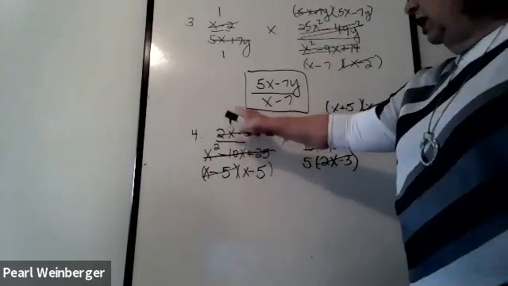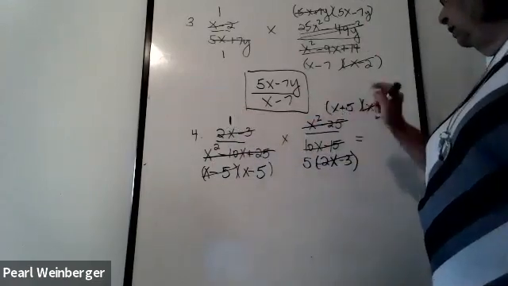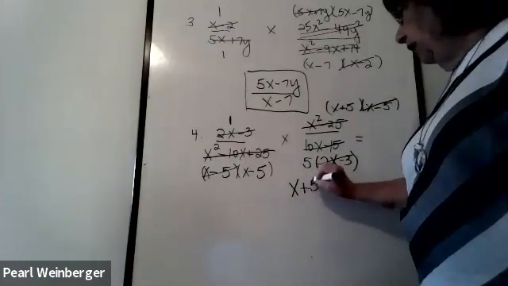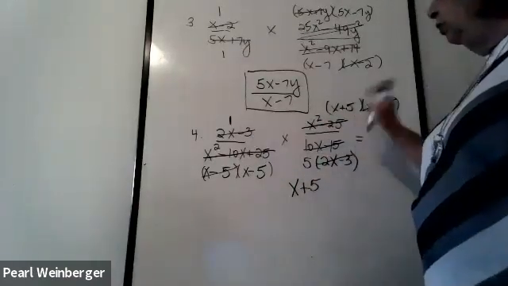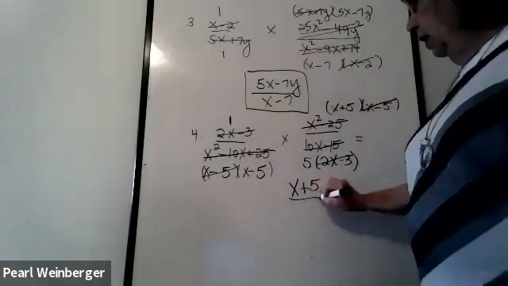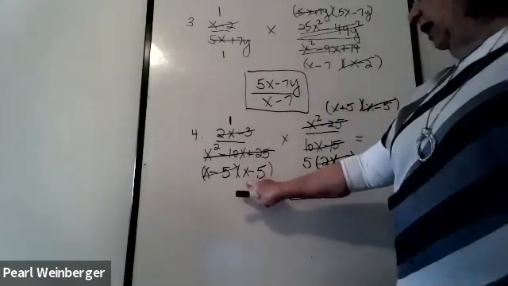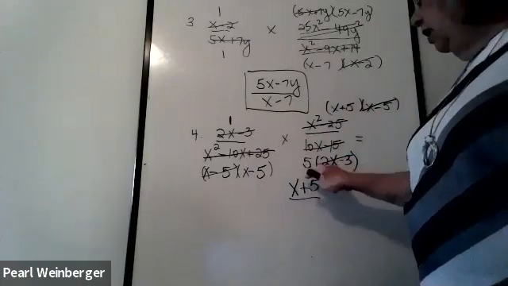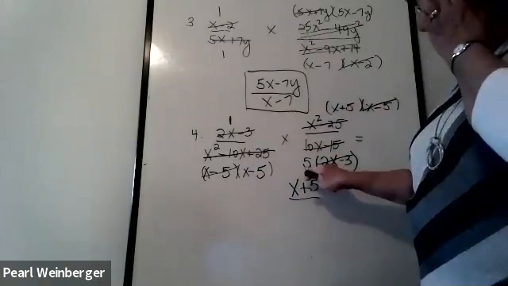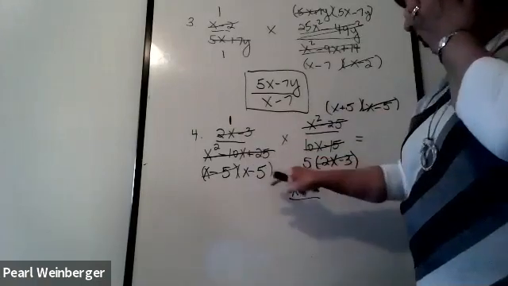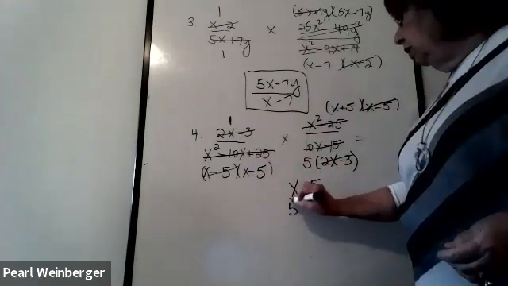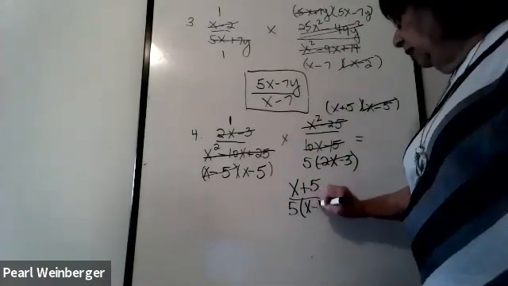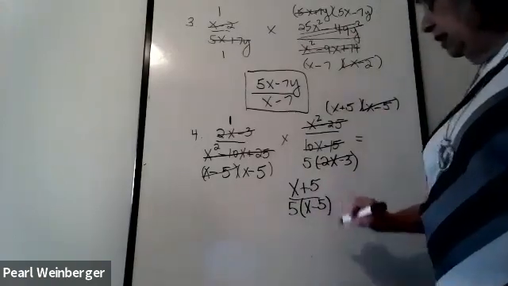In the numerator, I have a 1 and an x plus 5. 1 times x plus 5 is x plus 5. Remember, this is a multiplication. We're multiplying. Then we have the denominator, x minus 5 and 5. When there's a monomial, a single term, and a polynomial, usually the monomial is put first. So this is going to be 5 and x minus 5 in parentheses.